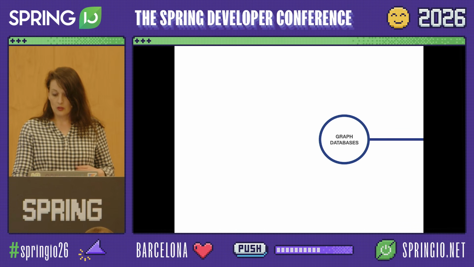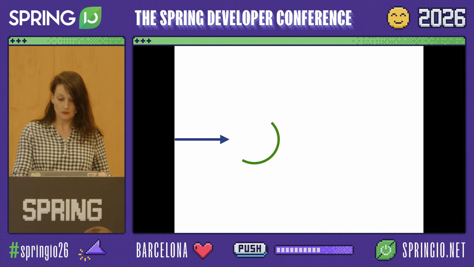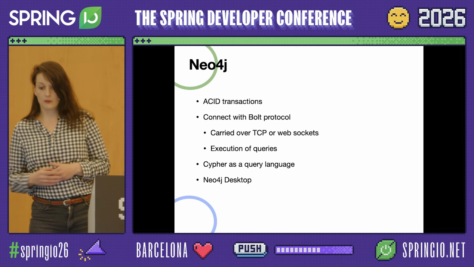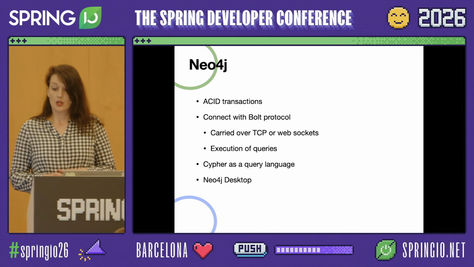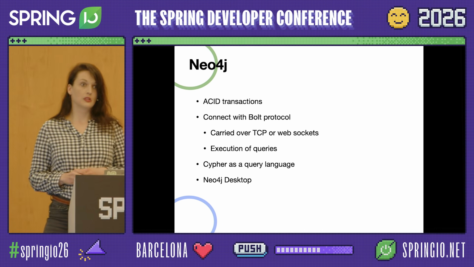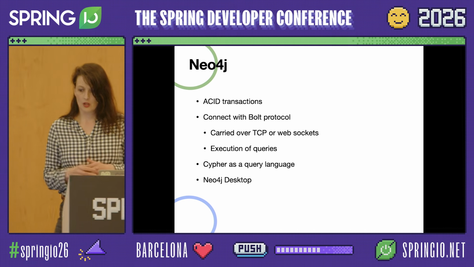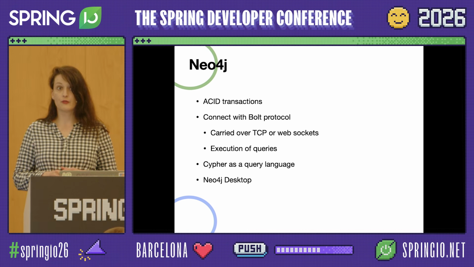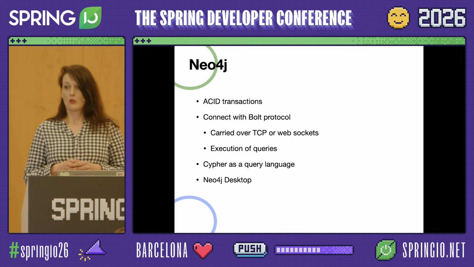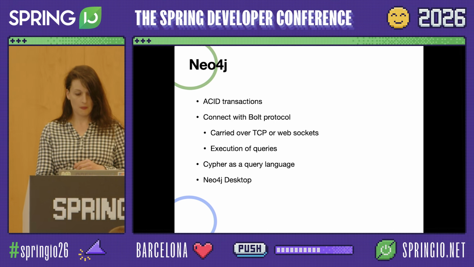Now, as I said, today we're going to talk about one particular graph database, which is represented by Neo4j. So what about Neo4j? Neo4j is a pretty mature database, I would say. It guarantees ACID transactions, it connects with the Bolt protocol, which is carried over TCP or WebSockets, and it ensures that your queries are properly executed from your application to your database. It uses Cypher as a query language, and it has Neo4j Desktop as a viewer on your database, which is your database viewer, sorry.